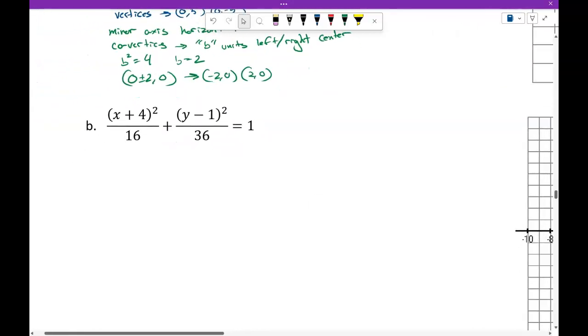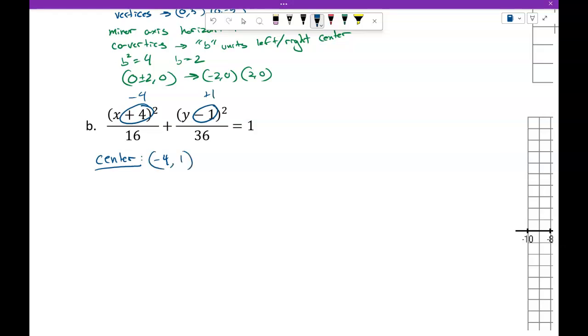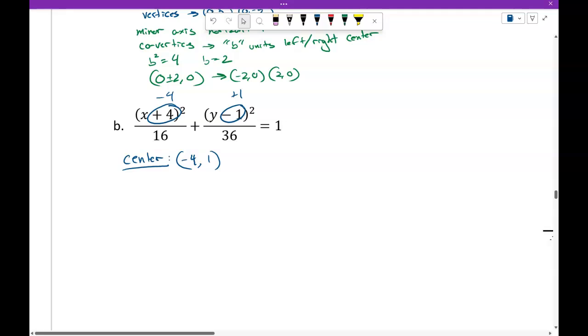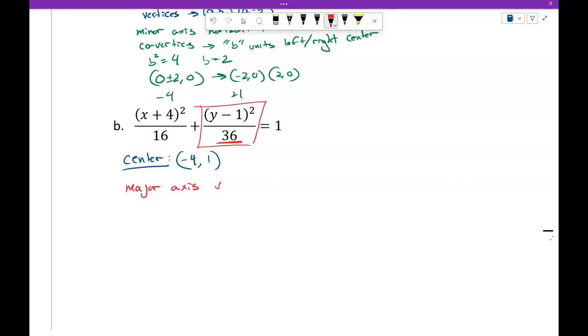Let's take a look at the next one. Again, we want to identify the center first. Since h is negative 4 and k is a positive 1, our center is located at negative 4, 1. So we can graph our center. Then we want to consider the direction of the major axis. Again, our denominator is largest under the y term, so we know that our major axis is going to be vertical again.